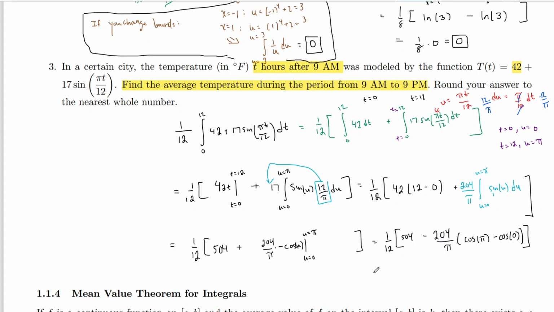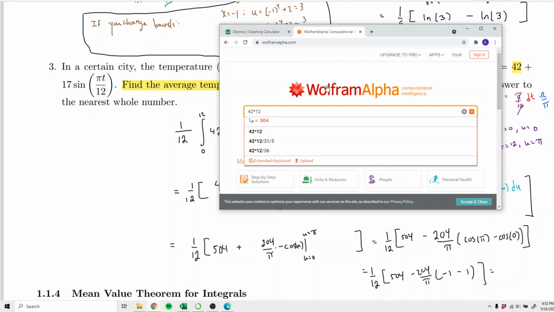And then finally, we can finish up here. We got 1 over 12, 504 minus 204 over pi. Cosine of pi is negative 1 minus cosine of 0 is 1. So that's negative 1 minus 1 is negative 2. And we can add these together, or just pretty much, actually at this point, we've done enough. And we have to use a calculator to round to the nearest whole number anyway. So let's plug in our calculator.